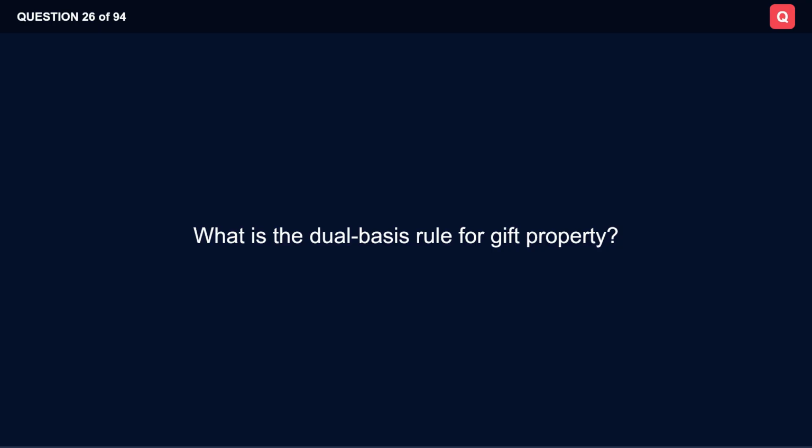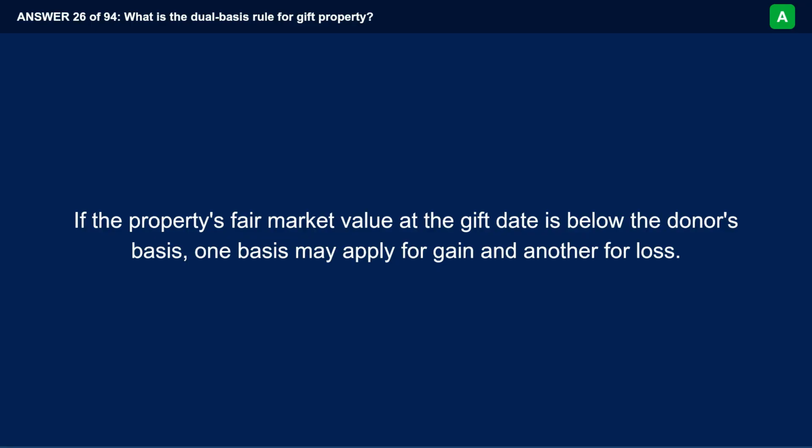What is the dual basis rule for gift property? If the property's fair market value at the gift date is below the donor's basis, one basis may apply for gain and another for loss.